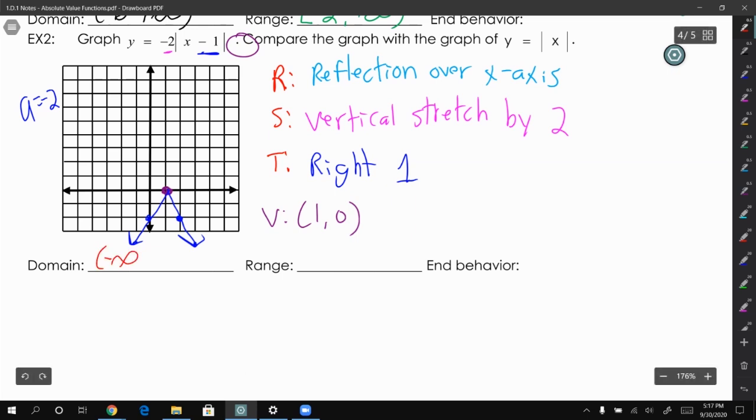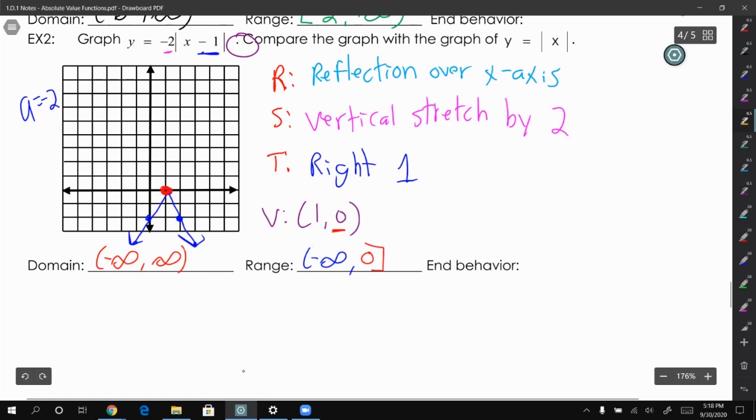Domain: negative infinity, comma, infinity. Range: now, because this absolute value function is opening down, the smallest y value we have is negative infinity. And then we use the y coordinate of the vertex as our biggest y value, because if we look at our graph, the highest y value we have right here is 0.